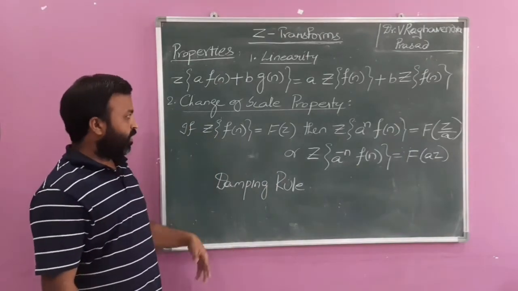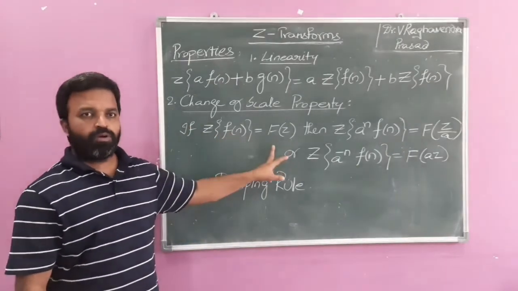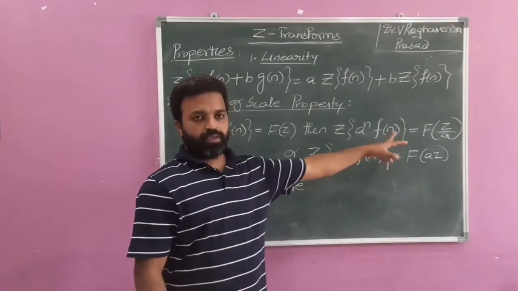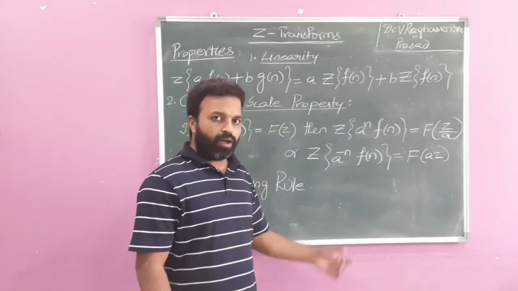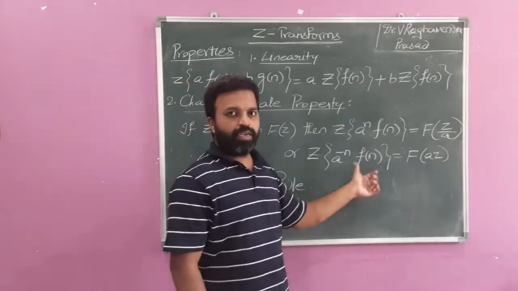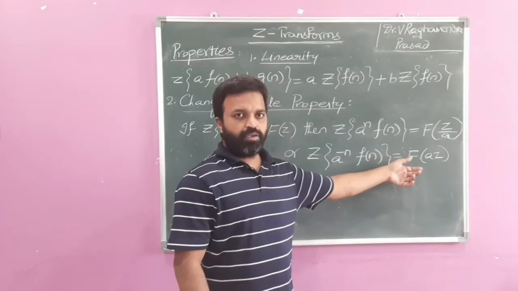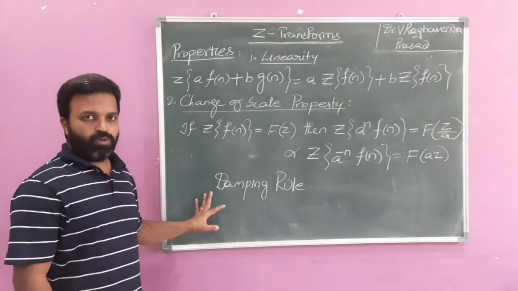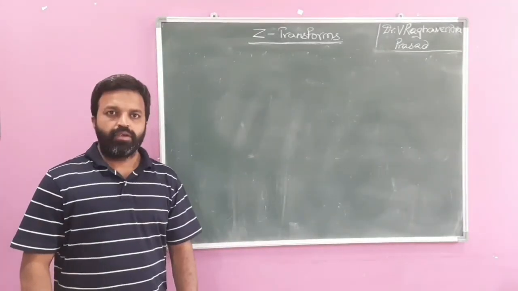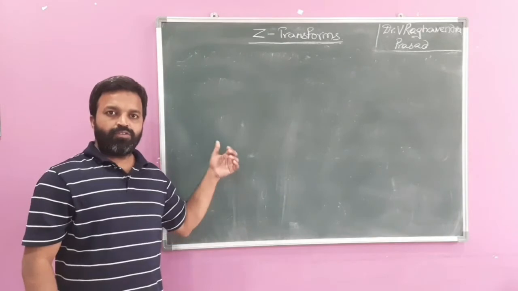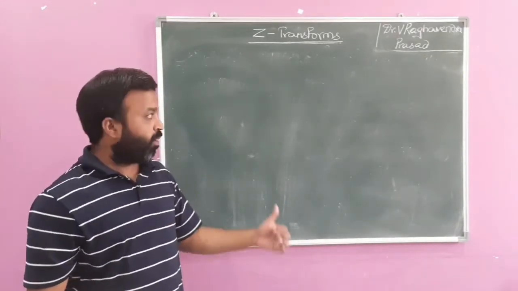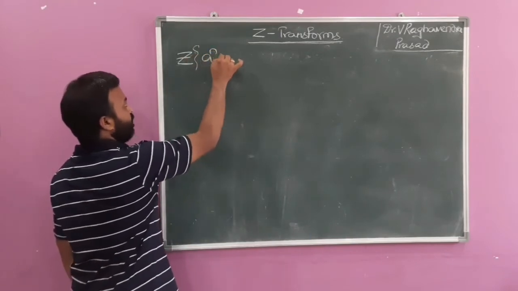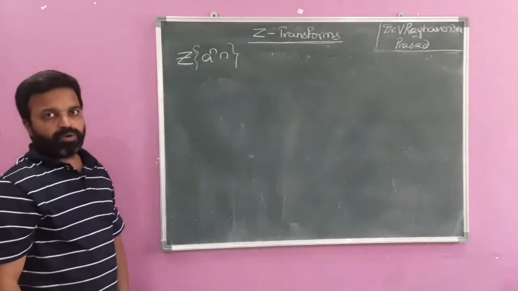This is a very important one. If z of f of n equal to f of z, then the z transform of a power n into f of n gives f of z by a. Or the z transform of a power minus n f of n gives f of az. This is called the change of scale property or damping rule. Now we make use of the change of scale property to solve some problems. We find the z transform of a power n into n by using the change of scale property.